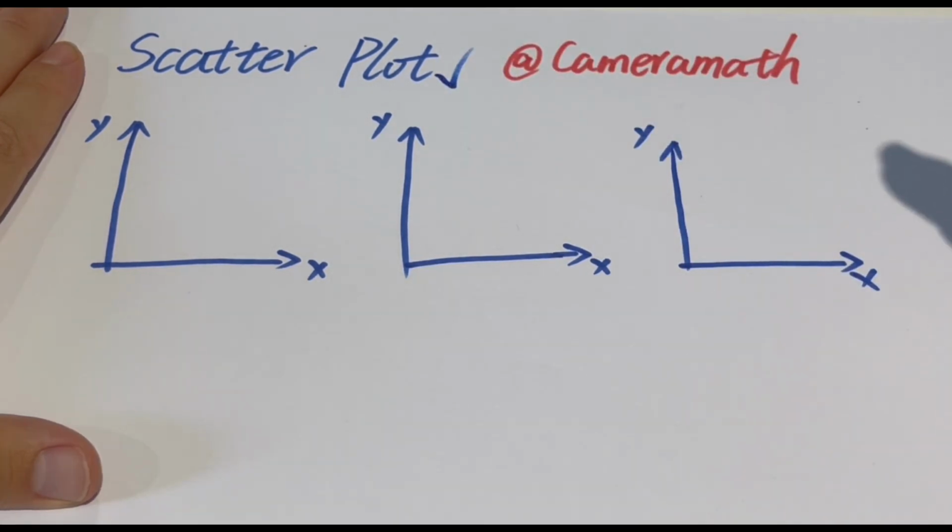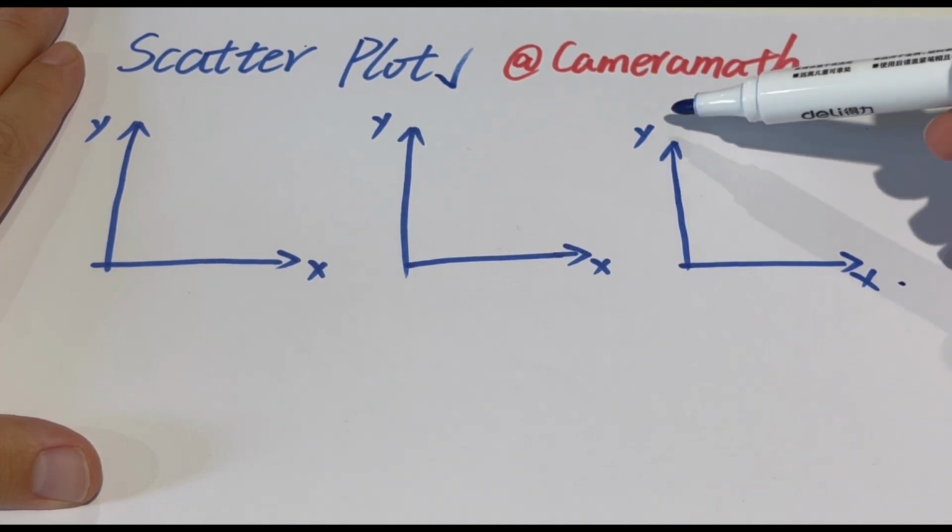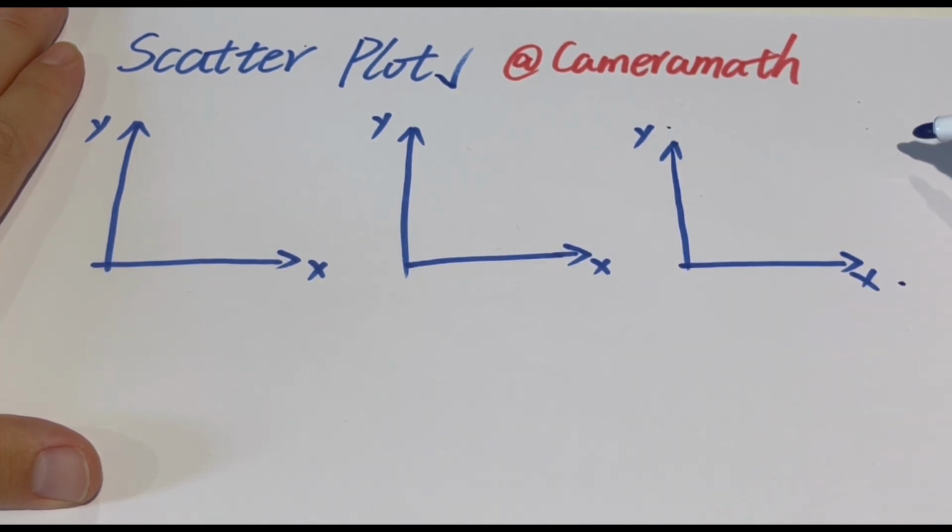Firstly, we need a two-dimensional coordinate plane with the x-axis and y-axis representing two variables. We plot each data point from the dataset in this coordinate system, and then we can analyze the data based on the features observed in the scatter plot.